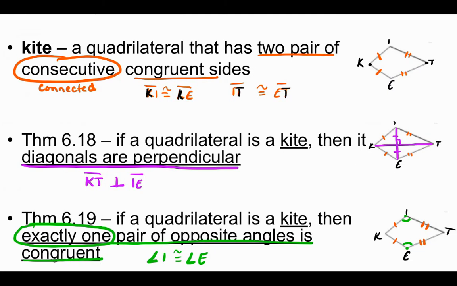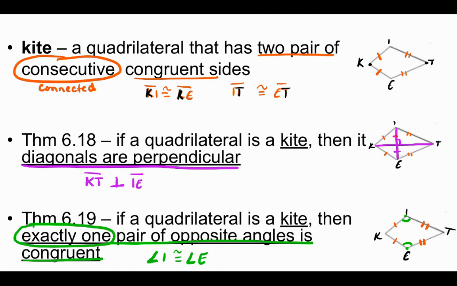Our definition of a kite is a quadrilateral that has two pair of consecutive or connected sides. So you're going to have two short sides connected here at K to get that segment KI is congruent to segment KE. We have two longer segments that have a common endpoint at T. So segment IT will be congruent to segment ET. So you're going to have two sets of consecutive or connected congruent sides.